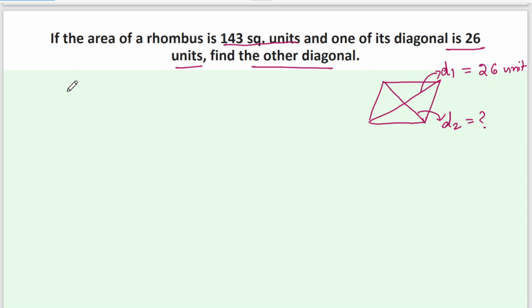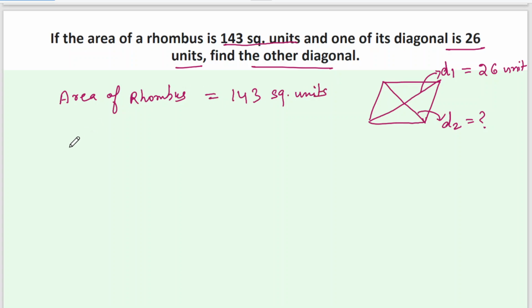And the area of the rhombus is given as 143 square units. This is rhombus, not trapezium.